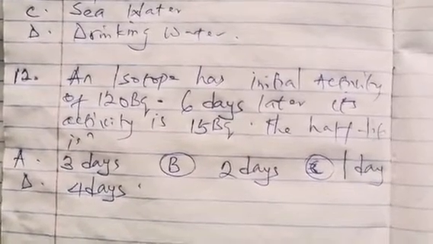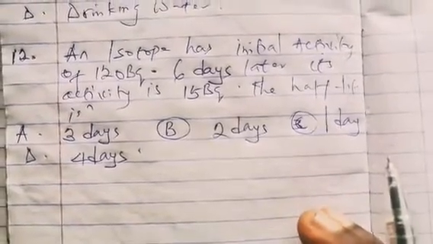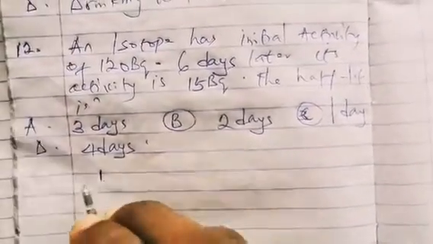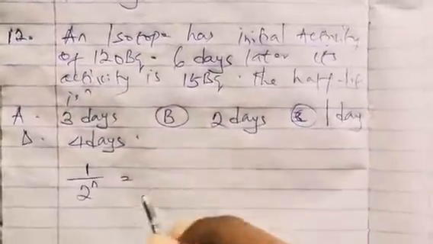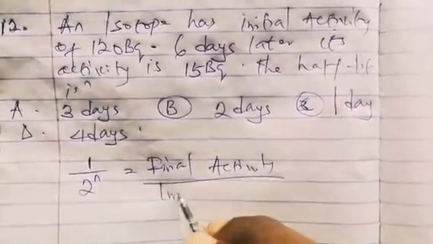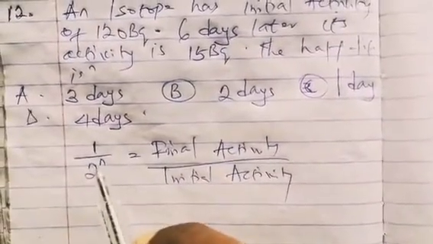Question 12 says, an isotope has an initial activity of 120 Bq. 6 days later, its activity is 15 Bq. Question says the half-life is, option A gives us 3 days, option B 2 days, option C 1 day, option D 4 days. Okay, now the relationship between the initial and final activity to the number of decays is giving us 1 over 2 to the power of n is equal to final activity all over initial activity, where n stands for the number of decays.